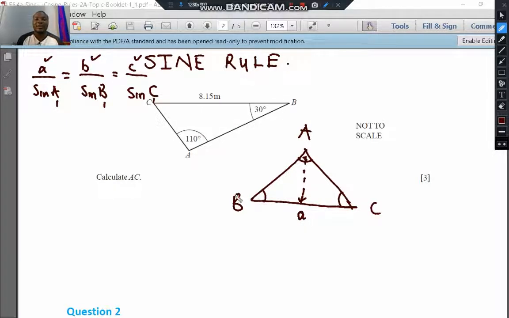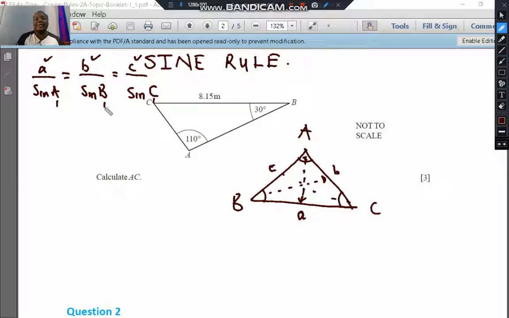And if this is B, like you can see here, the side that is opposite to the angle B would be the small letter b. The same is the case for C. If this is our angle C, the side that is opposite to the angle C would be the small letter c, which then brings us to this rule here, which we call the sine rule. So the sine rule is the relationship between sides and angles.